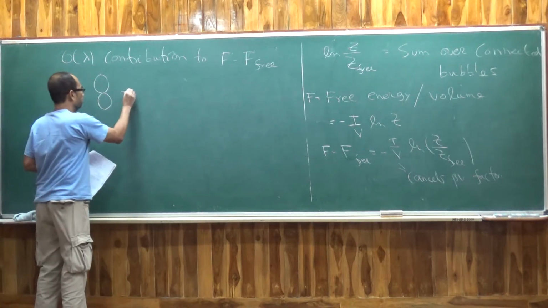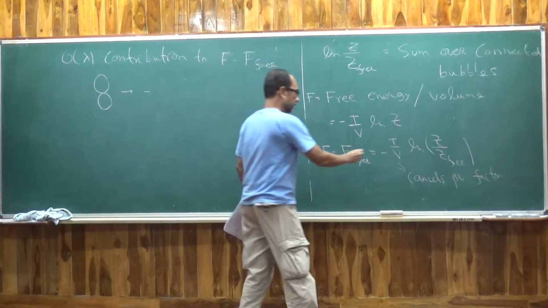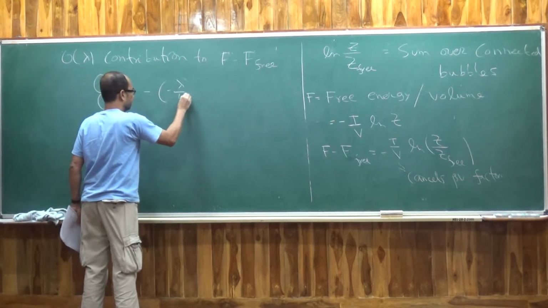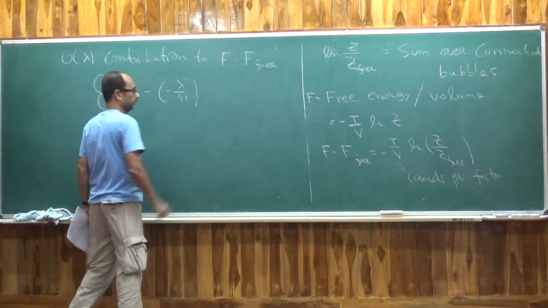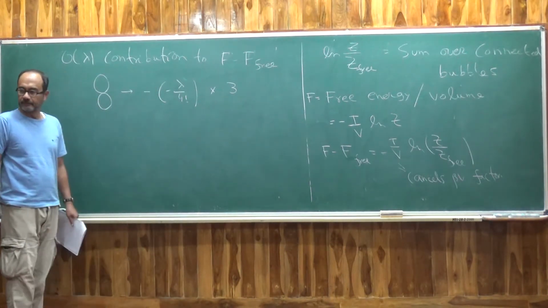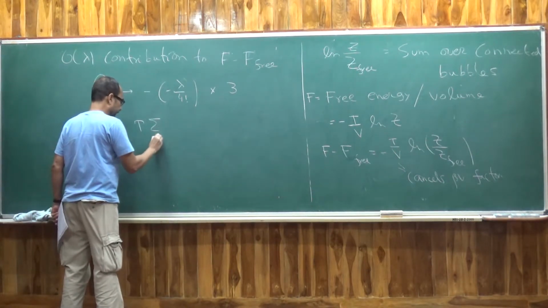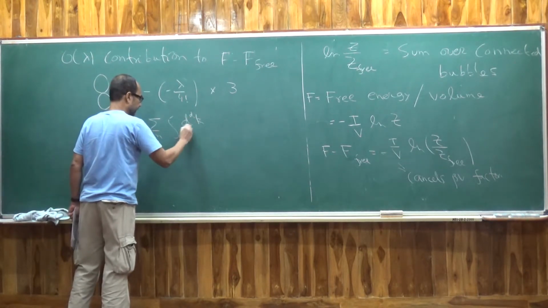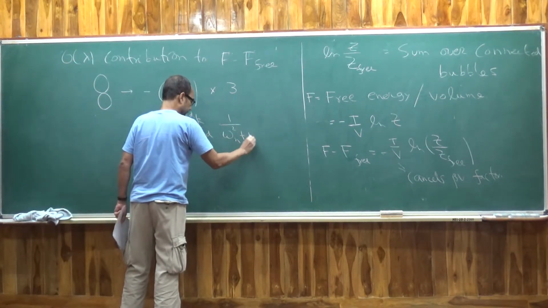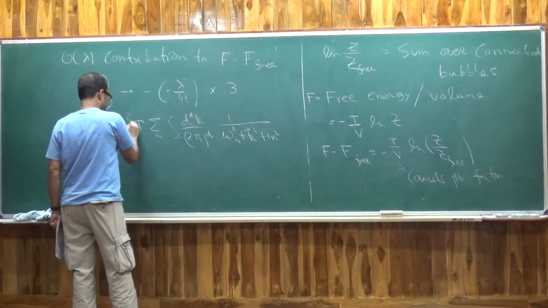So its contribution: the overall minus sign, because of this minus sign over here, then you have minus lambda over 4 factorial, we had the combinatorial factor, that's 3, and then we wrote down this integral, T times sum over n, integral d^dk by 2 pi to the d, 1 over omega_n squared plus k squared plus m squared. We have the square of this.